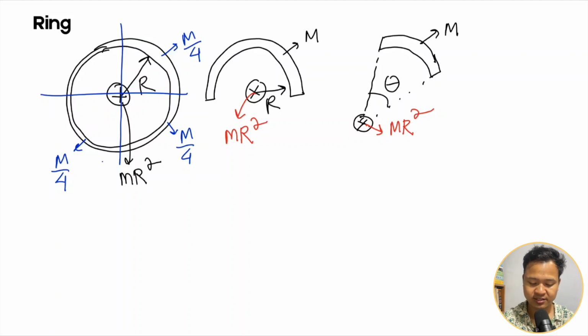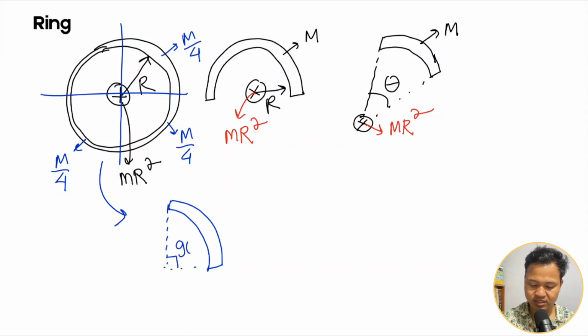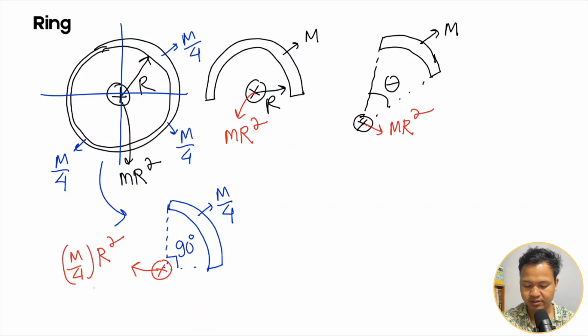So if you have a segment like this, a section with an angle of 90 degrees, its mass is m by 4. The formula for the moment of inertia about the center is mr square, where the mass is m by 4. So here the moment of inertia will be m by 4 into r square, that is mr square divided by 4.